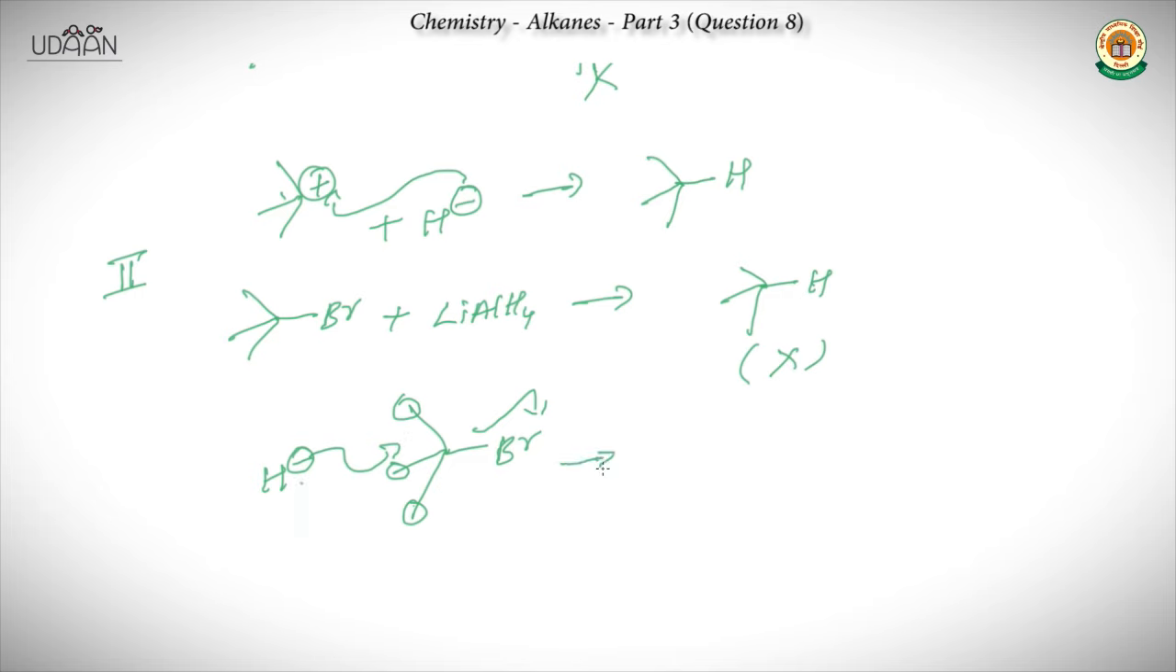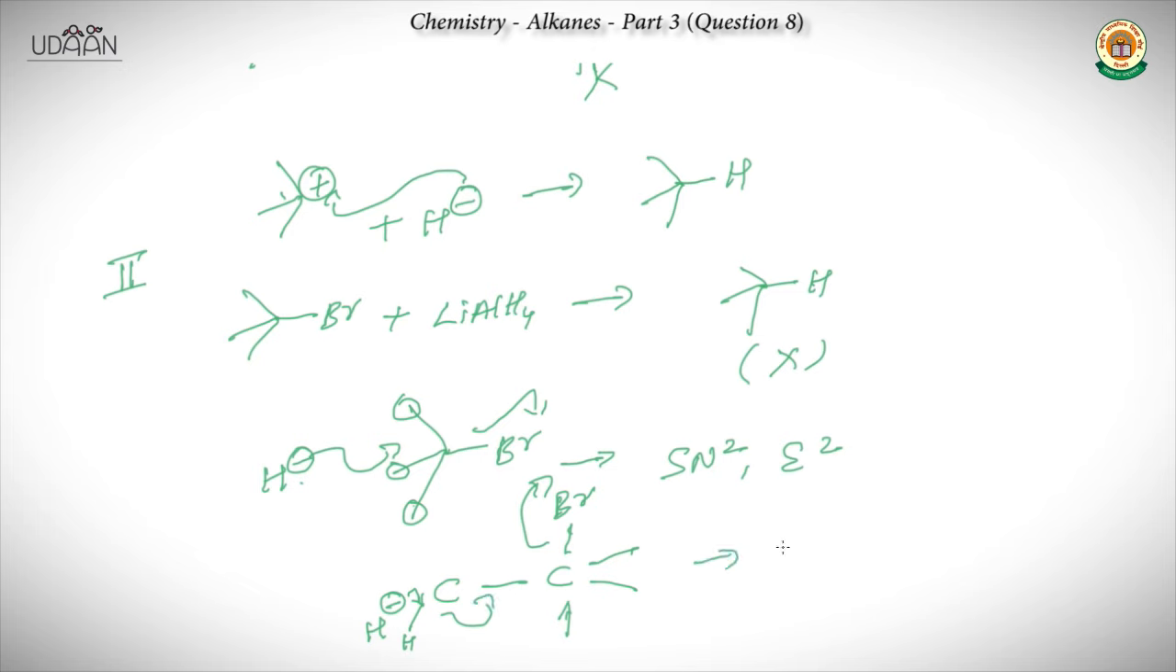As a result, instead of SN2, E2 is more favored. Okay, so as a consequence of it, since the hydride ion cannot approach from this side, what it does is take H plus from this side, and the C-Br bond leaves, and you will get an alkene.